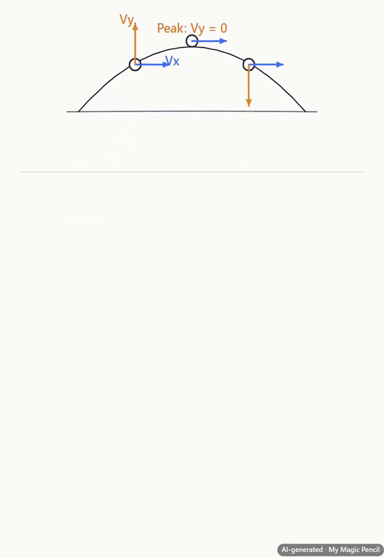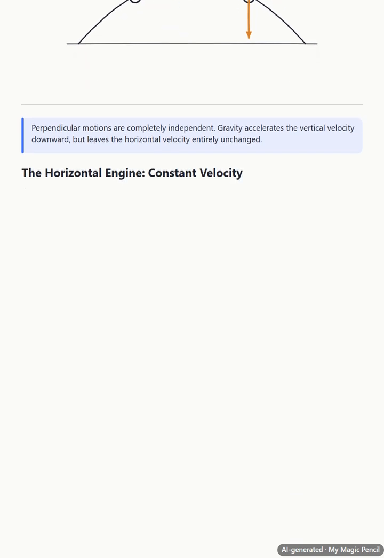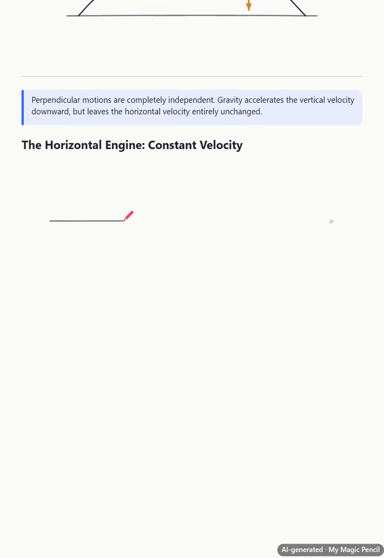Because gravity only pulls straight down. It has absolutely no effect on how fast the ball moves sideways. This means a projectile is just a constant speed horizontal cruise combined with a vertical freefall, happening at the exact same time. Now, let's look under the hood at the mathematical engine driving this flight.